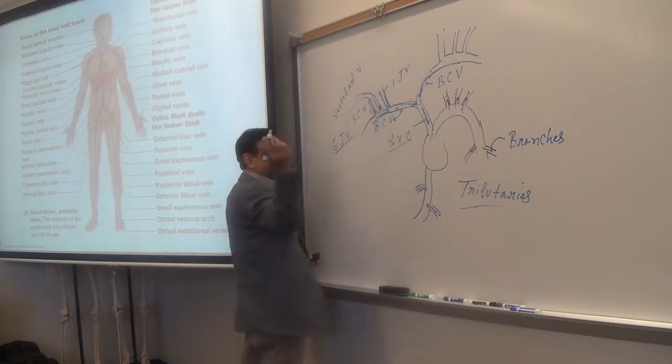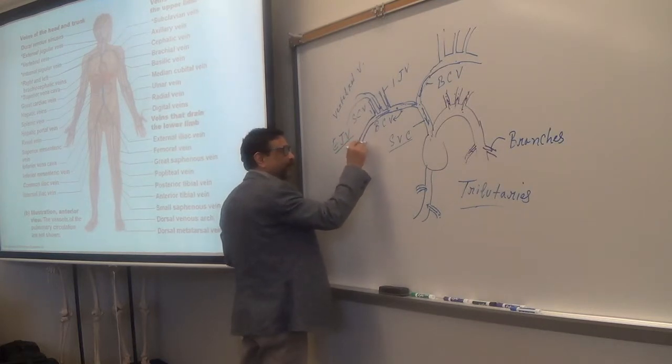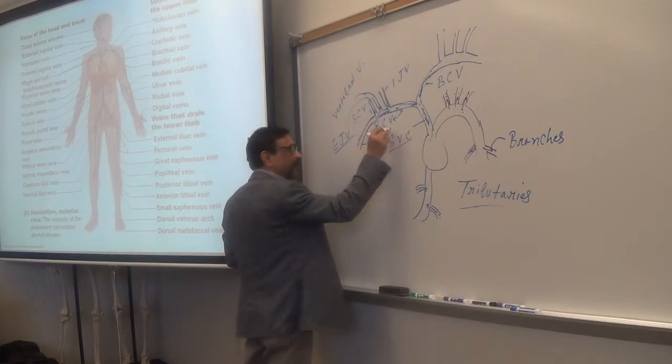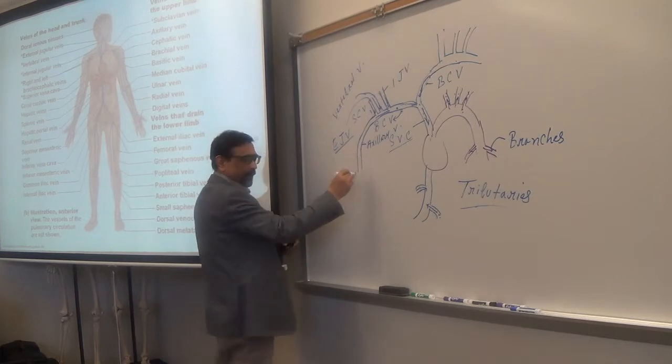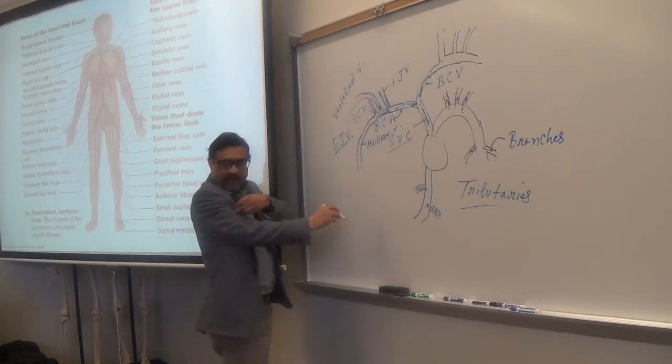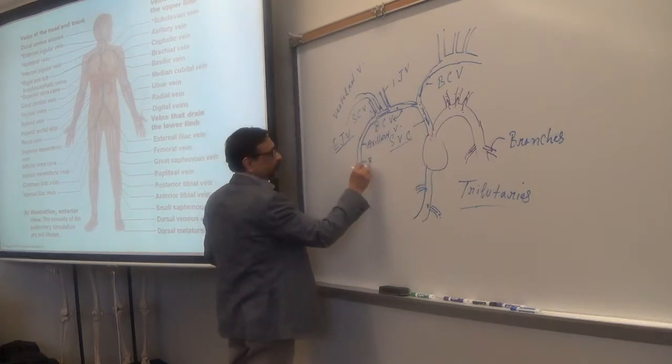Subclavian, it is like artery. Subclavian artery goes to the armpit and becomes what? Axillary. Very good. Axillary vein, it is like arterial system. Then it enters into the arm. This area is called what? Brachial, right? So it will become brachial vein.